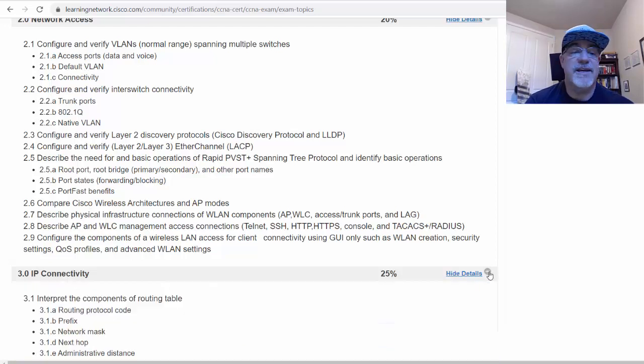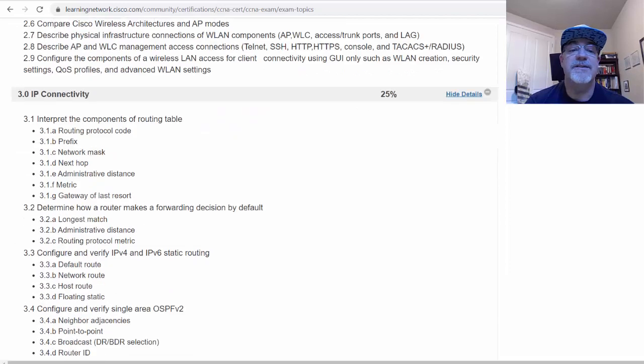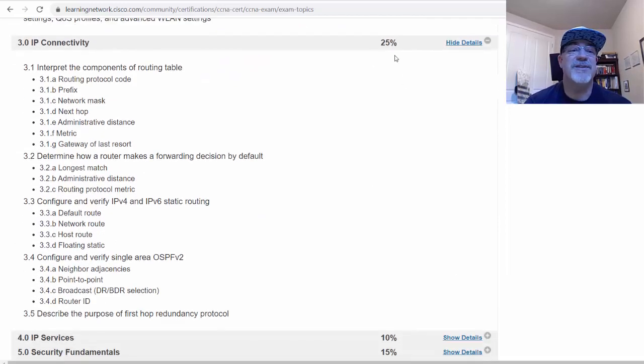Let's take a look at the next one, IP connectivity. This is the biggest section in the CCNA, 25%. You can see that you still need to know about the routing table. You need to know how routers make decisions. You need to be able to configure IPv4 and IPv6 static routing. And all you need to know is how to configure and verify single area OSPF version 2 for IPv4. So not multi-area OSPF, no EIGRP, and you only need to know the purpose of a first hop redundancy protocol. It doesn't say you need to know how to configure it.